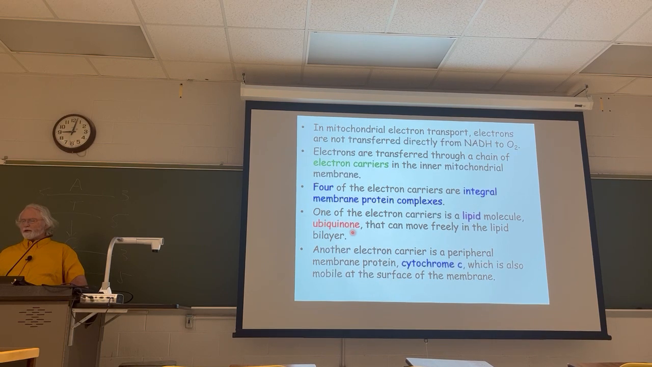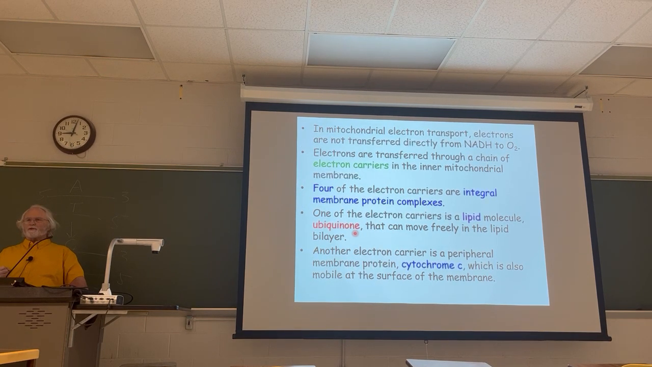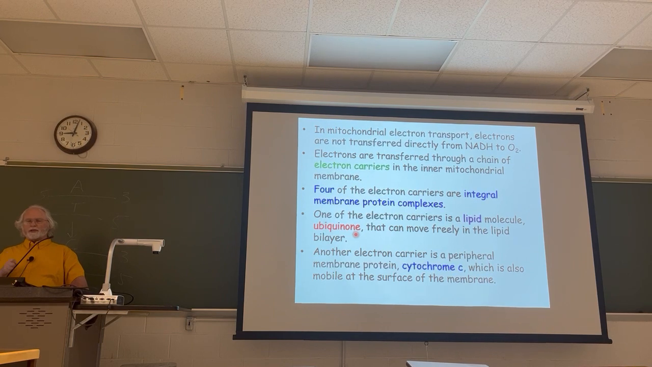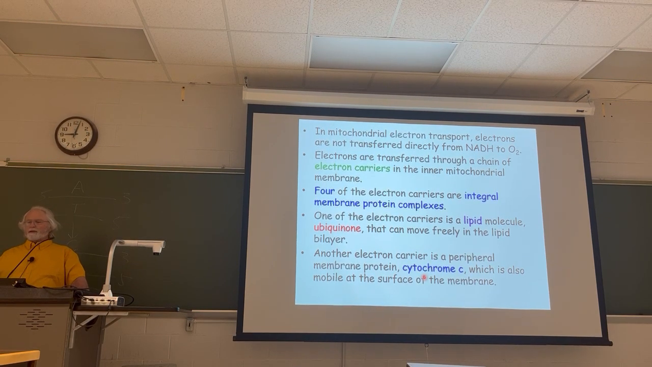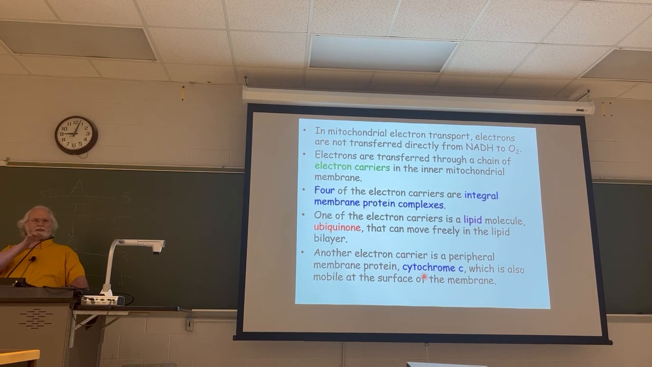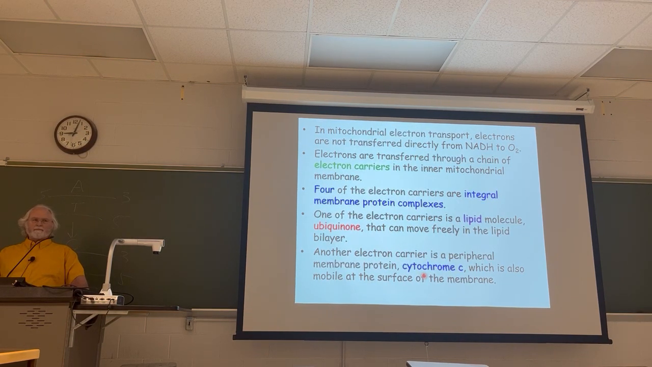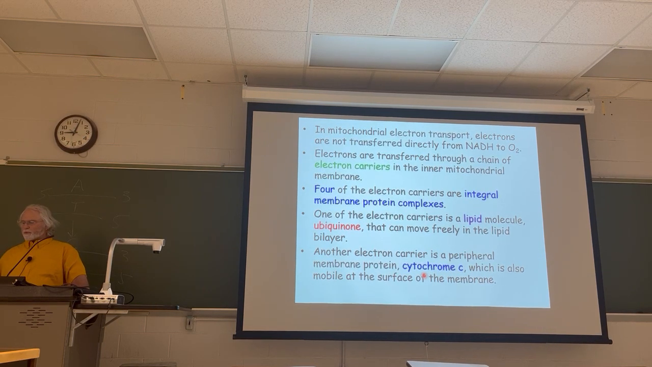One of those electron carriers is not a protein, it's a lipid. That's ubiquinone that we've already talked about. So ubiquinone is able to accept electrons from one integral membrane protein and transfer them to another. And one other electron carrier is not an integral membrane protein, it's a peripheral membrane protein. It's cytochrome C. So it's not embedded in the membrane, it's at the surface of the membrane, and it's able to move freely along the surface of the membrane from one protein to another to accept electrons and then to donate electrons to another protein.